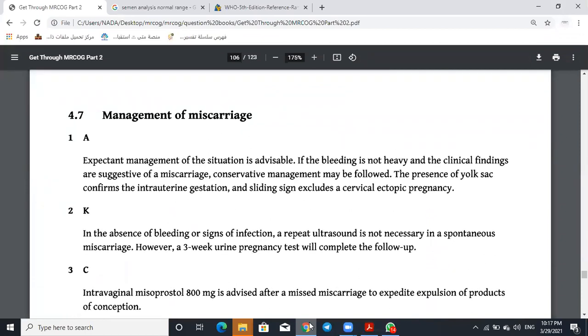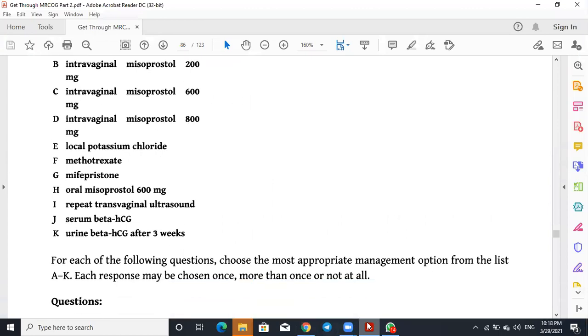But be careful with this question. The explanation says 800, but the key is wrong. The key is supposed to be D, not C. It may be a printing mistake, so keep your eyes open for this. So it is 800.